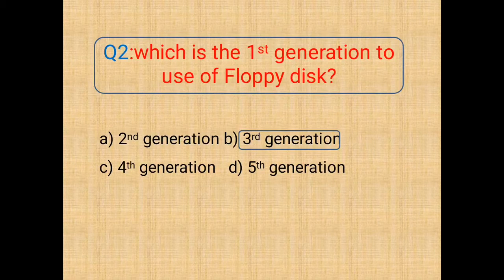Question number 2. Which is the first generation to use floppy disk? Option A, second generation, option B, third generation, option C, fourth generation, option D, fifth generation. So the third generation was the first generation to use the floppy disk. So the correct option is option B, third generation.